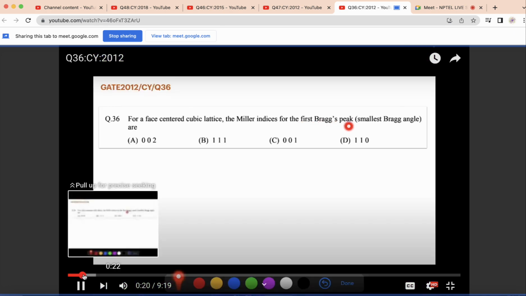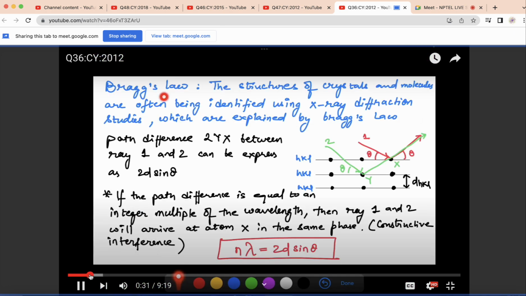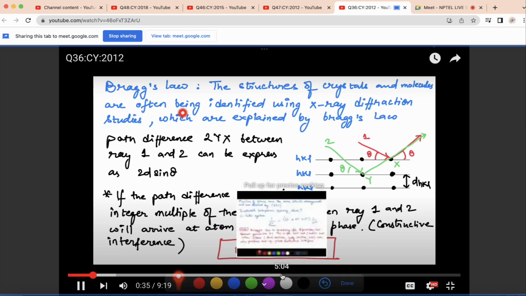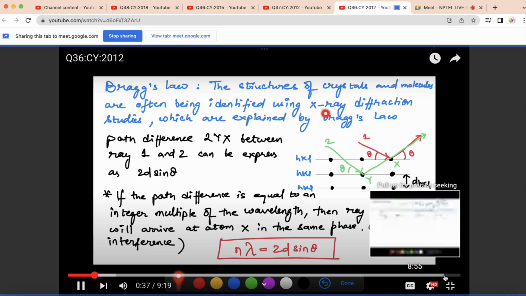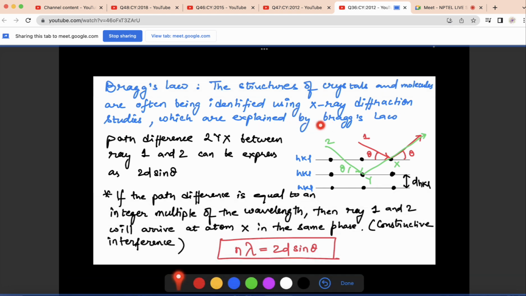For the first Bragg's peak, that is the... So what is Bragg's law? The structure of crystals and molecules are often identified using X-ray diffraction studies, which are explained by Bragg's law. Correct? And so let's look into the given figure here.